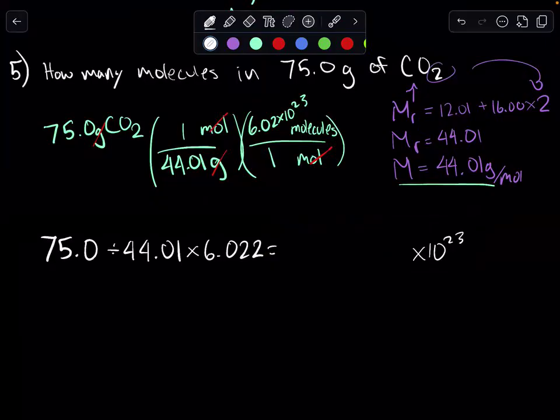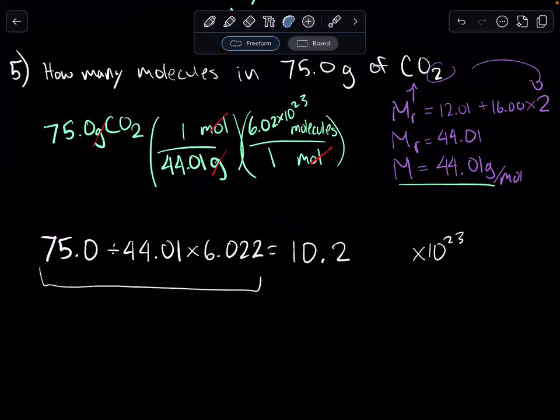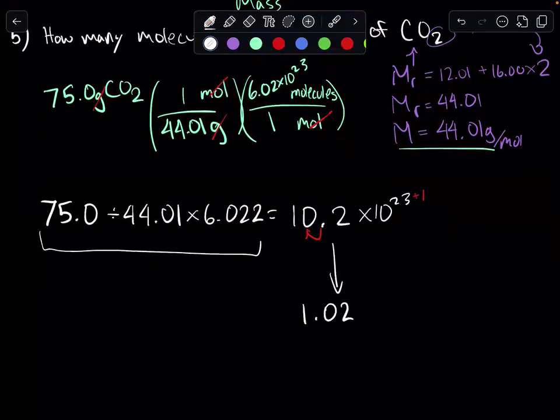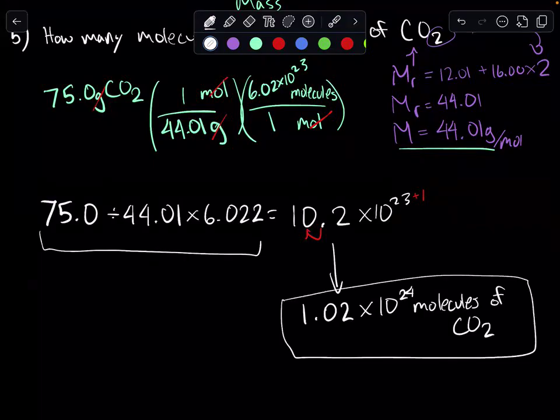So when I put this whole block into my calculator, I get 10.2 times 10 to the 23rd. And then I can take that one step further by moving that decimal over and adding 1 to my exponent, therefore giving me a final answer of 1.02 times 10 to the 24th molecules of CO2. All right.